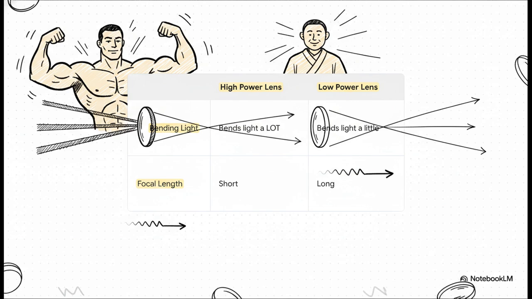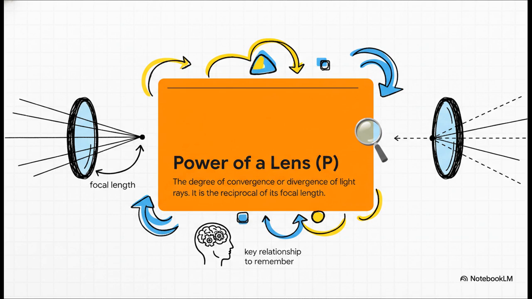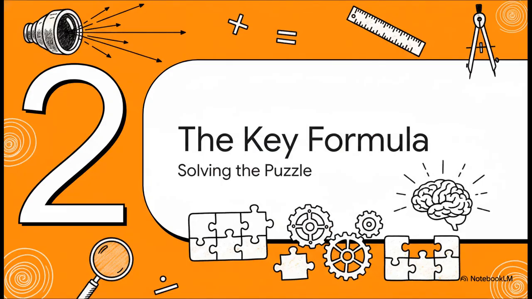Now, here's the official textbook definition you'll want to have in your back pocket for your exams. The power of a lens is just the degree to which it converges or diverges light. But the real key, the part you absolutely need to remember, is that last phrase. It is the reciprocal of its focal length. That one relationship is the secret to the entire formula.